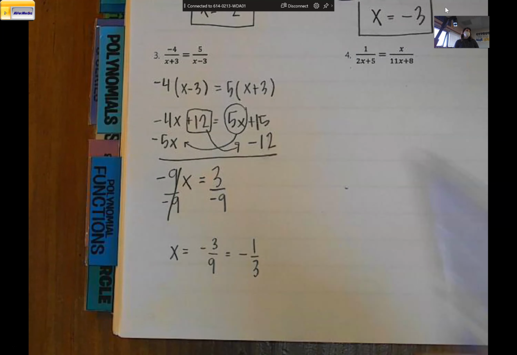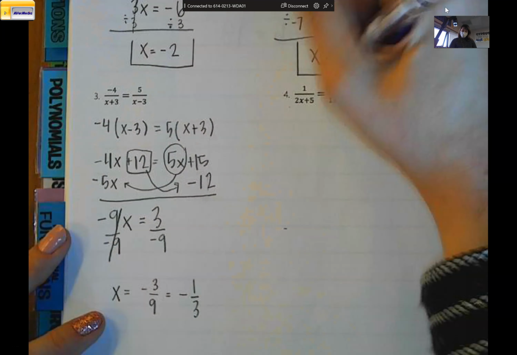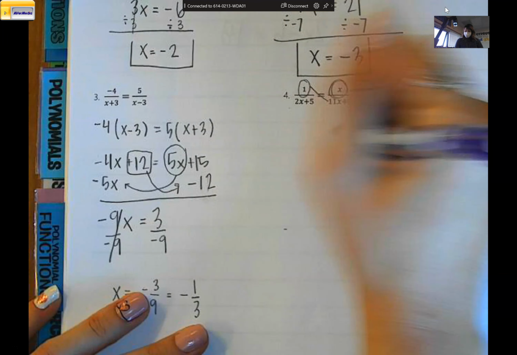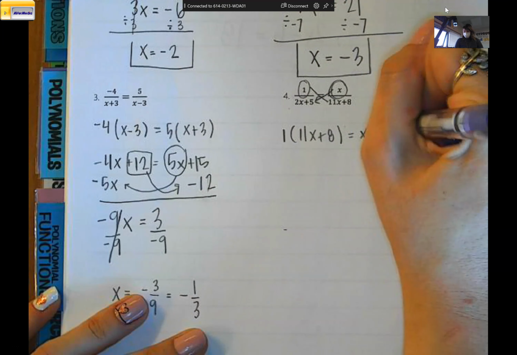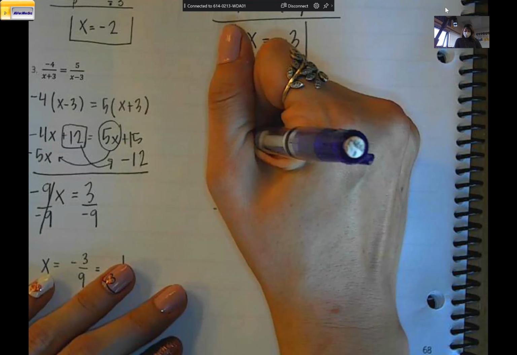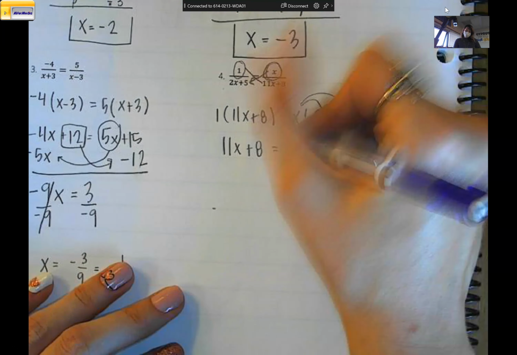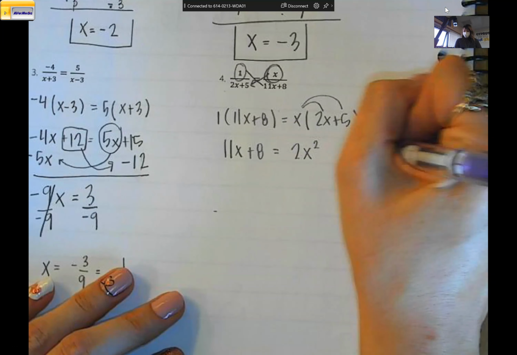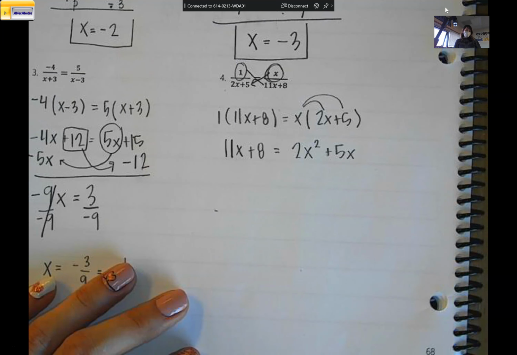Family, this next one is a doozy. Do you guys know why? Because it has an x up here. Watch what happens. We take this one, we multiply it down, and then we take the x and we multiply it. Distributing the one is silly because it just stays 11x plus 8. But on the right-hand side, disaster, because we now have 2x squared plus 5x. Which means that if we wanted to solve this by hand, we would have to factor it.